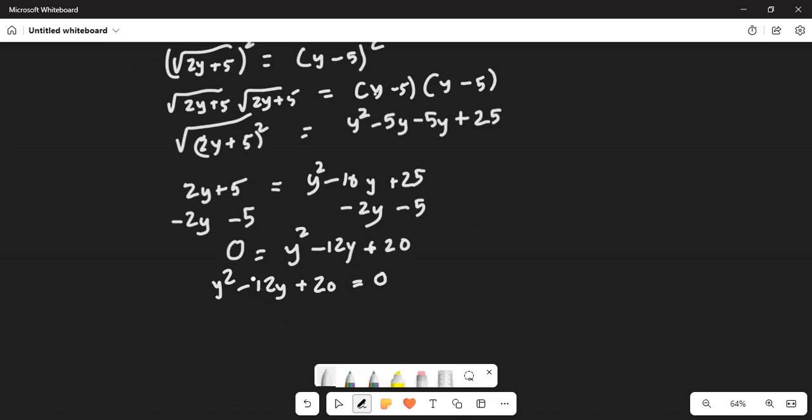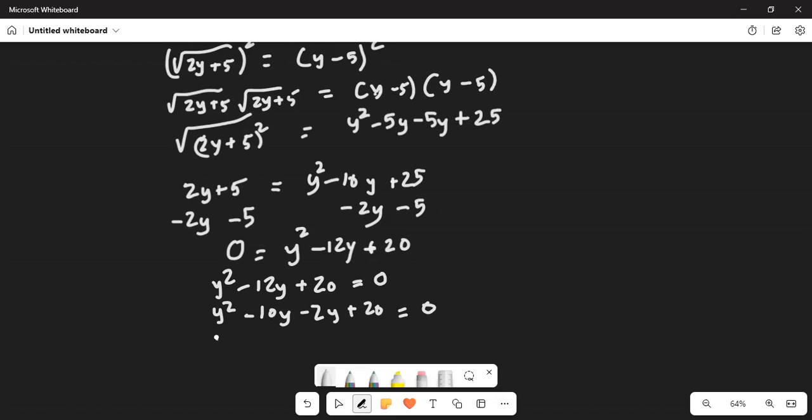Okay. So I have to think of the factors of 20, which will make a minus 12. So I can write it as y square minus 10y and minus 2y plus 20. Why did I select minus 10y and minus 2y? Because minus 10y minus 2y, both are negative, add them together, minus 12y. Not only that, minus 10 times minus 2 is 20, and that is equal to 0.